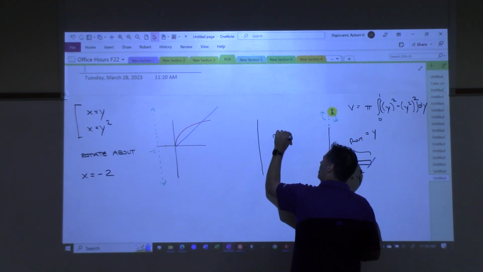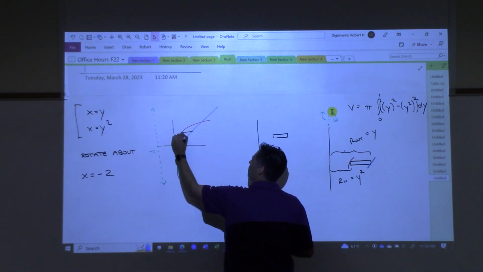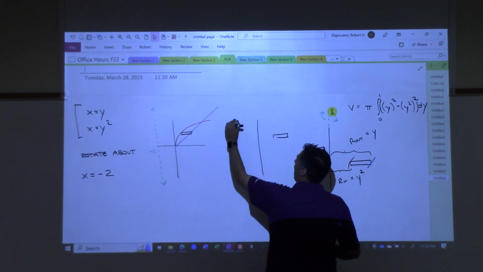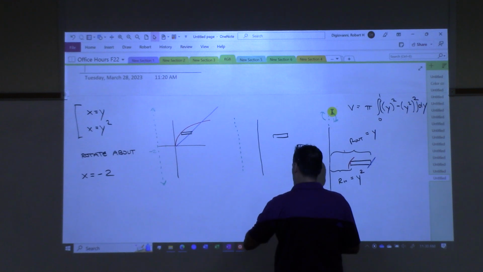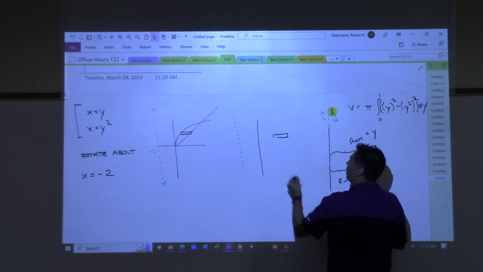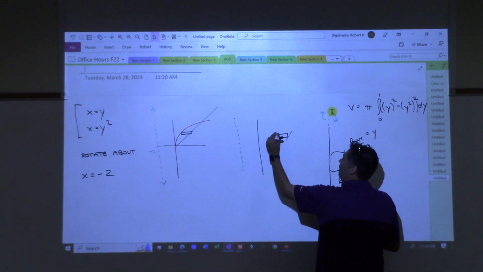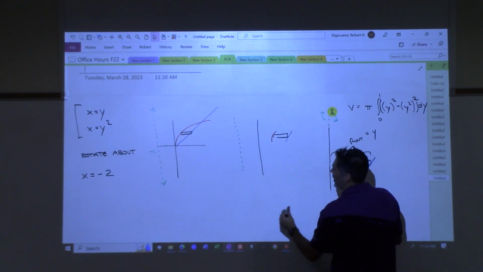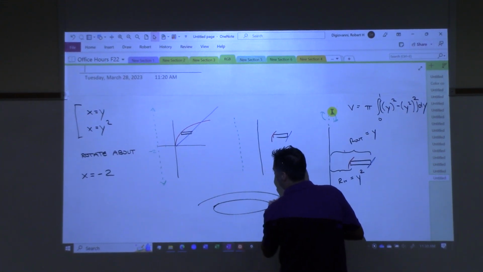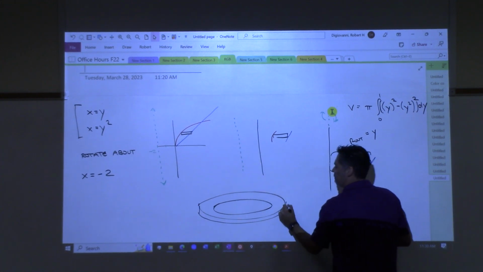And so when I draw my picture on the side, I have my y-axis, I have my rectangle, and my axis of rotation over here. I've got the linear function there, and the parabola here, and then I'm wrapping it around, creating this washer this way, right?